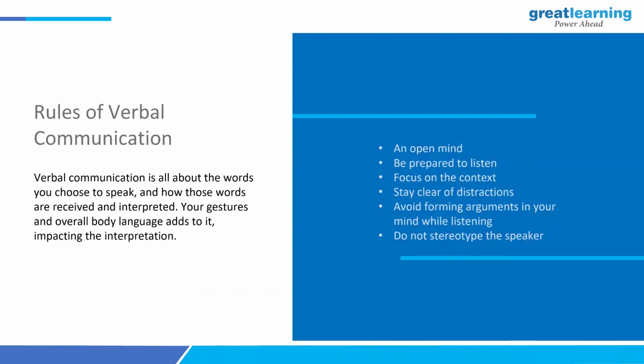Now we are going to talk about the rules of verbal communication. Effective professional verbal communication includes the ability to speak fluently, to be succinct yet thorough, to exude confidence, and to communicate in a manner that is appropriate for the occasion.